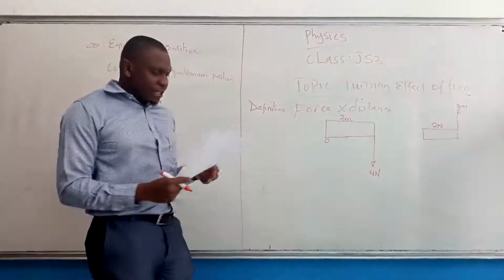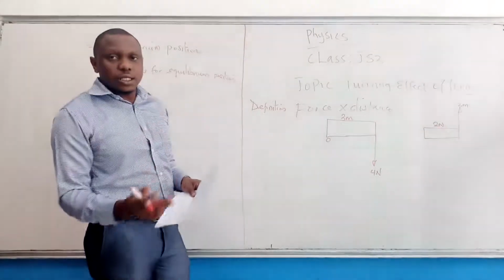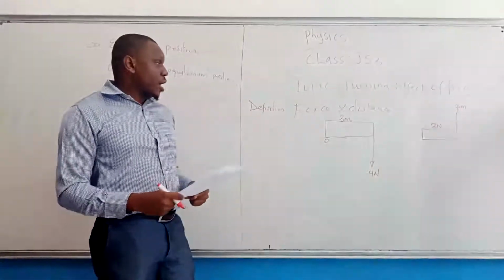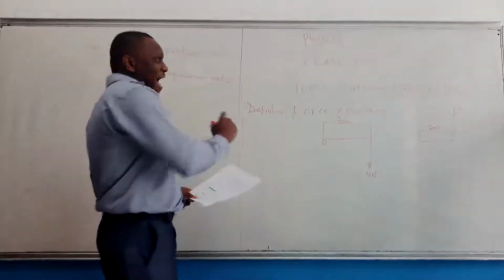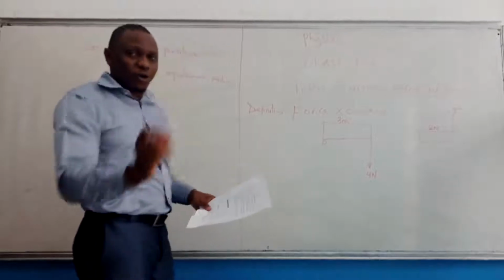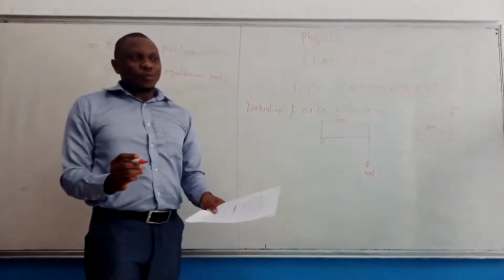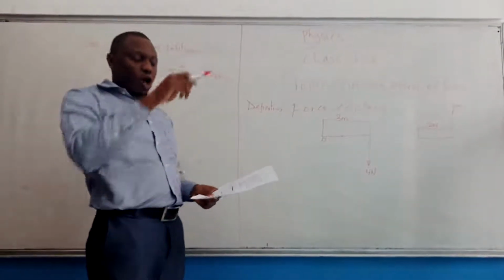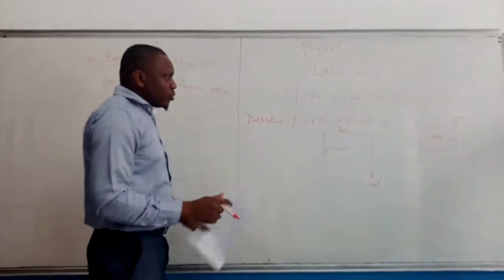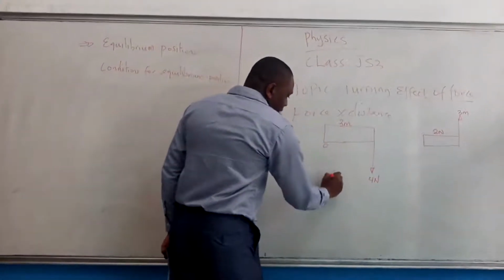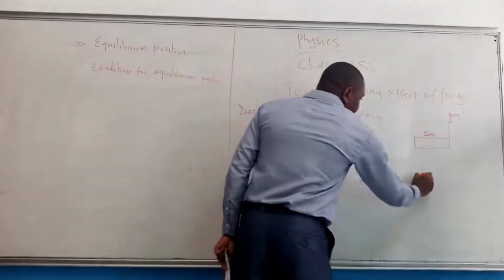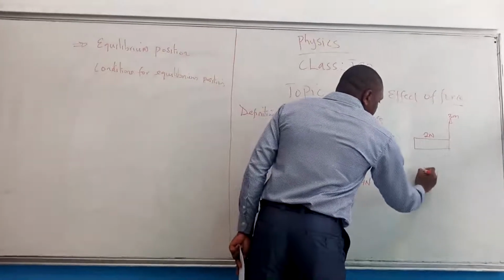Now, moments have both anti-clockwise and clockwise moment. When we talk of clockwise moment, we mean the direction of the hand of a clock. When we talk of the anti-clockwise moment, it means the opposite direction of a clock. Now, looking at our diagram here, this is for clockwise moment, and this is anti-clockwise moment.